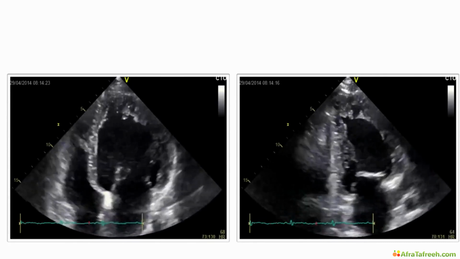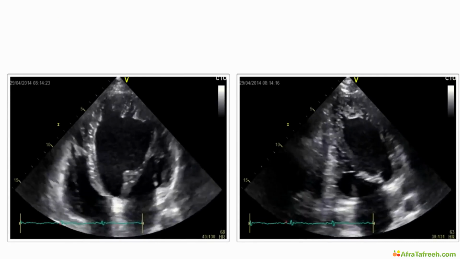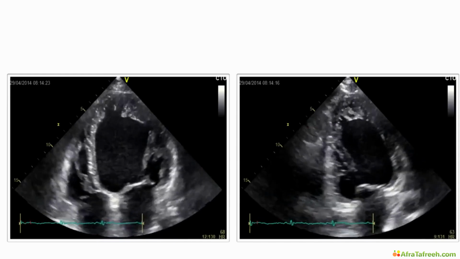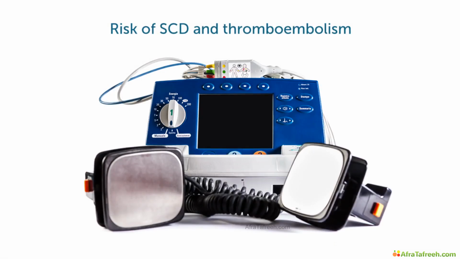Do we really have to know what the cause is? Yes, I think you do, because these patients are at high risk of developing sudden cardiac death. And this patient actually is a sudden cardiac death survivor.